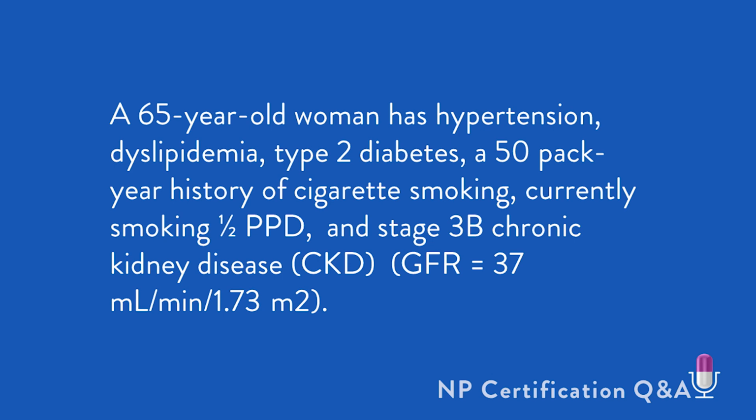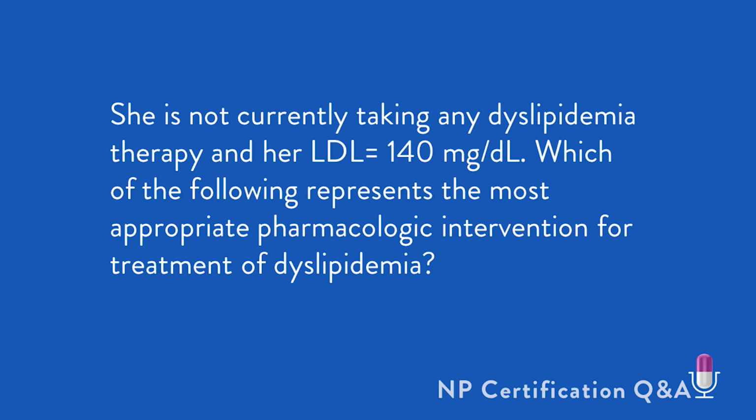A 65-year-old woman who has hypertension, dyslipidemia, type 2 diabetes, a 50-pack-year cigarette smoking history, currently smoking 1/2 pack of cigarettes per day, and stage 3B CKD with a GFR of 37 presents for care. She's not currently taking any dyslipidemia therapy and her LDL is 140. Which of the following represents the most appropriate pharmacologic intervention for the treatment of this patient's dyslipidemia?